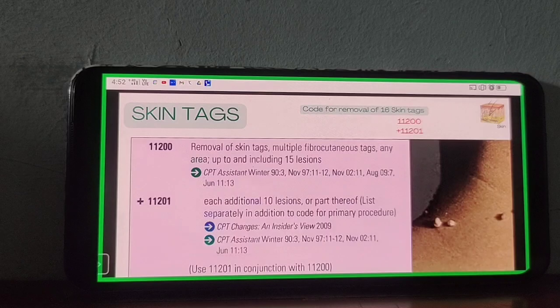Then how can we report the code for 35? How can we split the code? We have to split it as 15 plus 10 plus 10, because the upper limit of the primary code is 15 and the add-on code is 10. So for the first 15, 11200. Then the remaining 2 tens, that's why 11201 into 2. Okay, this is our usual method.